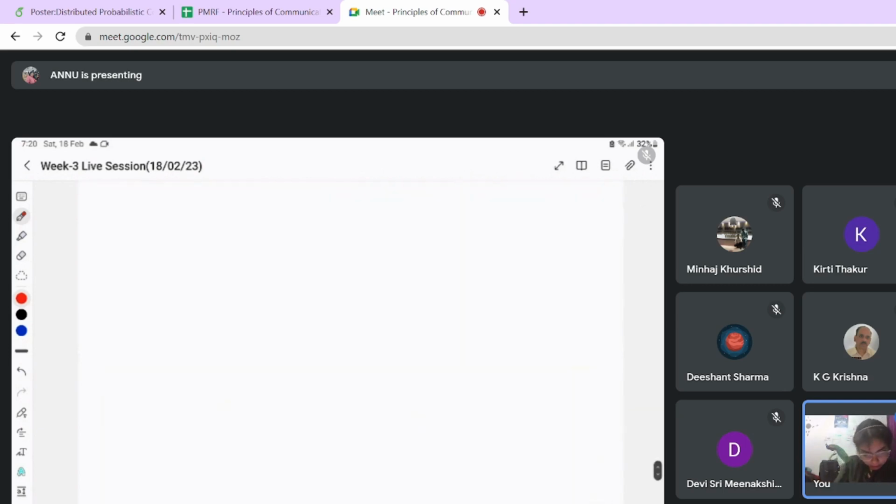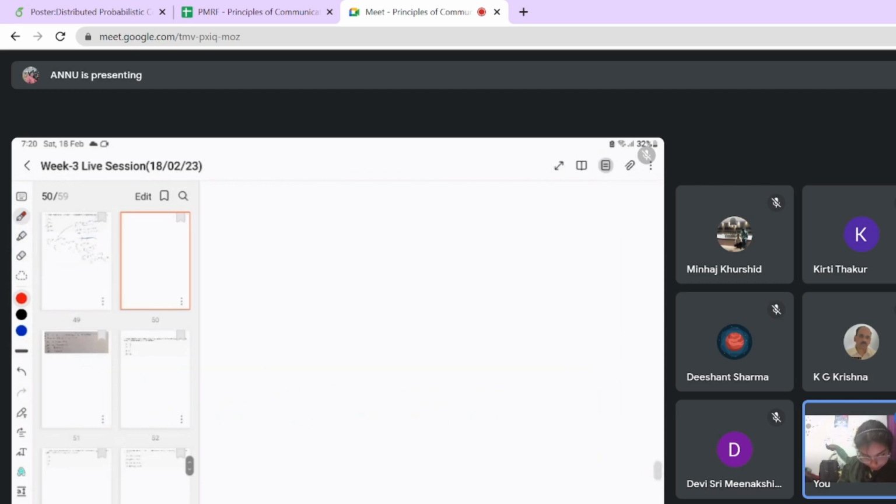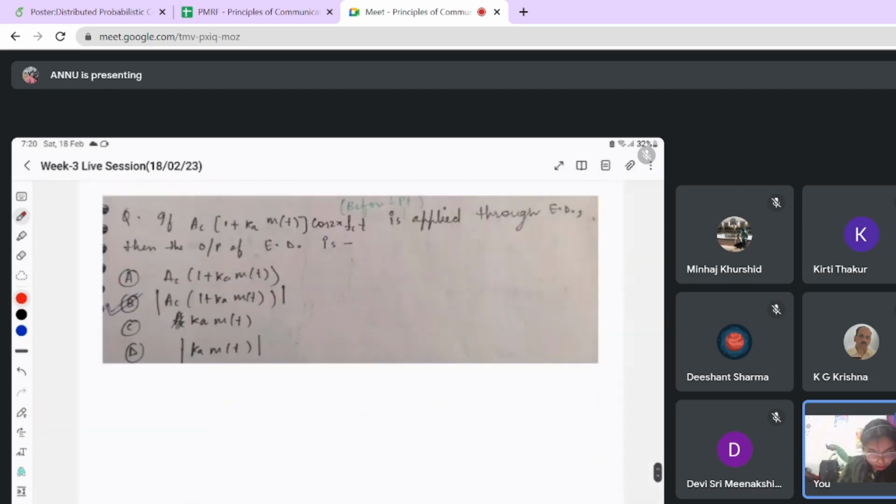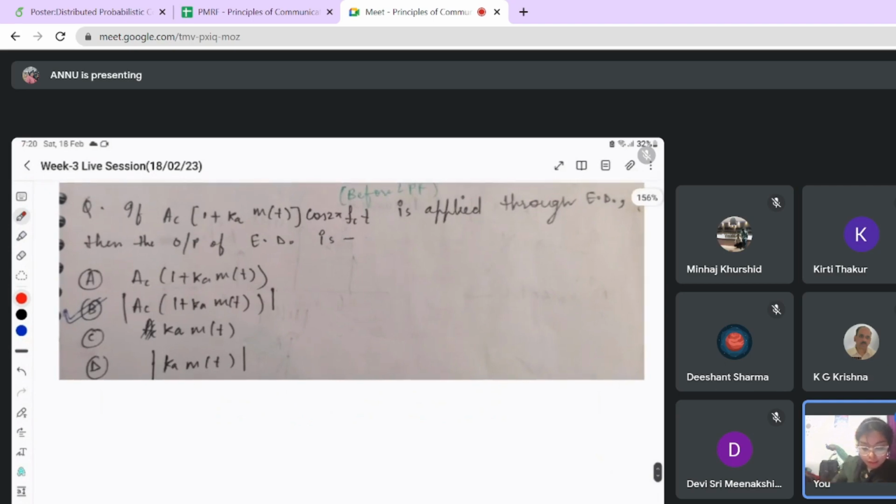Why is this page left? So let us solve this question. This is also one of the GATE paper questions. So if Ac(1 plus Ka m(t)) cos 2 pi fc t is applied through an envelope detector, I'll write here envelope detector, then the output of the envelope detector is... just a straightforward question it is.